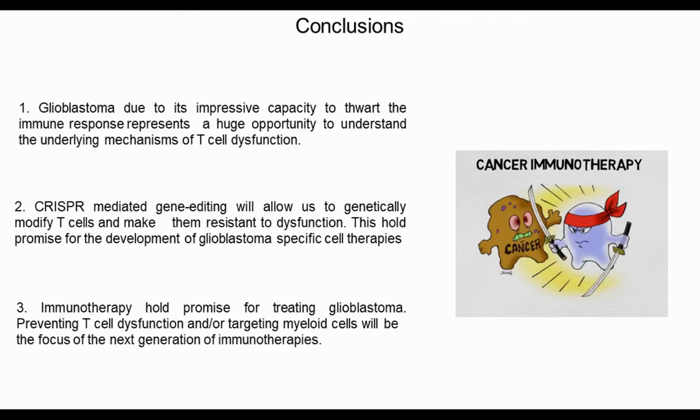Glioblastoma, due to its impressive capacity to thwart the immune response, represents a huge opportunity to understand the underlying mechanisms of T cell dysfunction. Also, CRISPR-mediated gene editing will allow us to genetically modify T cells and make them resistant to dysfunction. This definitely holds promise for the development of novel adoptive cell therapies for glioblastoma. And finally, immunotherapy holds promise for treating glioblastoma. It hasn't been successful yet, but we are sure that by targeting T cell dysfunction and/or myeloid cells, it could be the next generation of immunotherapies that will definitely work for glioblastoma.